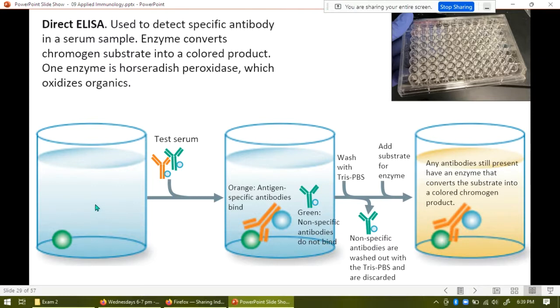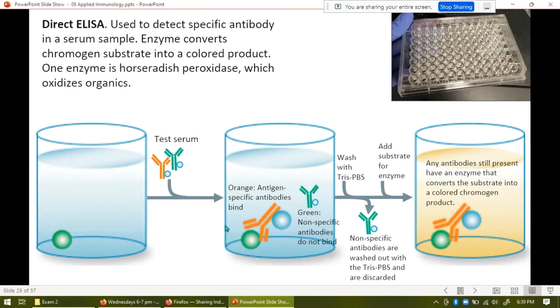So, what happens is this. You start with a well in a plastic plate like this, and usually there's 96 wells, and in each of the wells you have antigen molecules coated on the bottom of the plate and up on the sides as well, typically. They are bound to the plate by a covalent bond. Okay. You add a test serum to that liquid that antigen is bathed in.